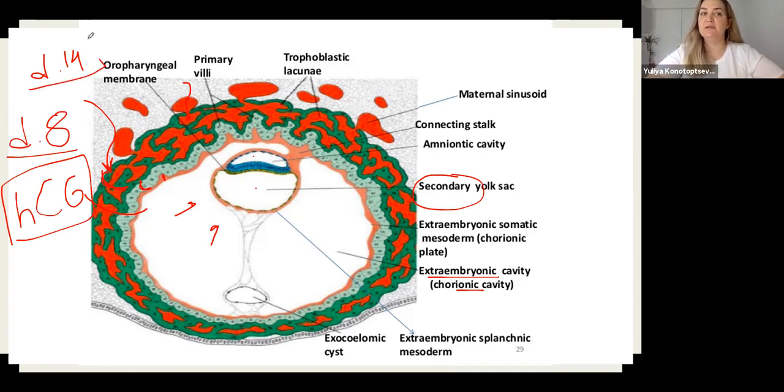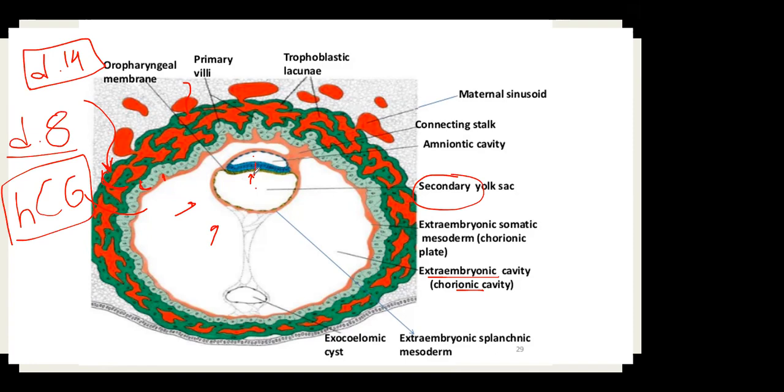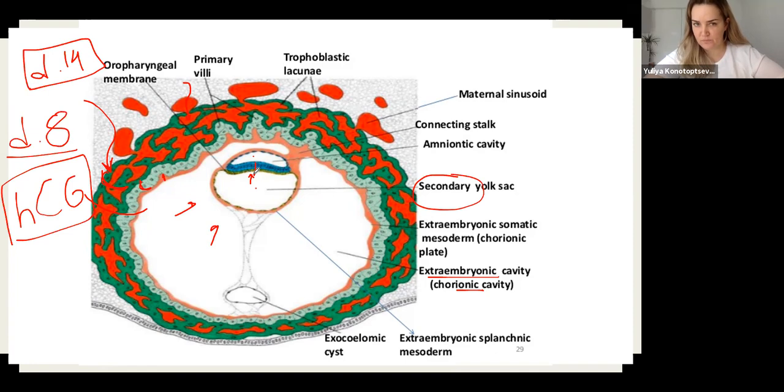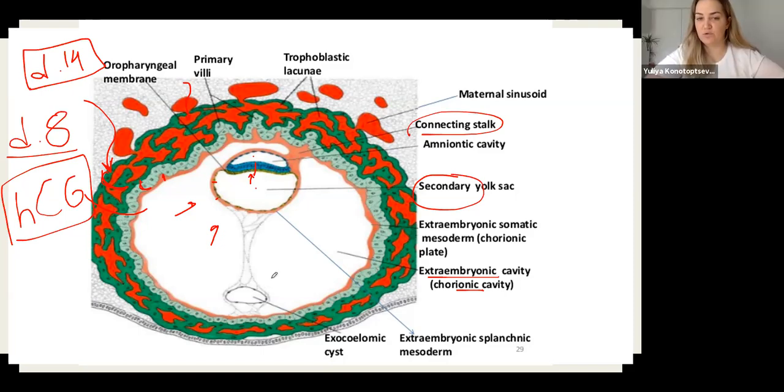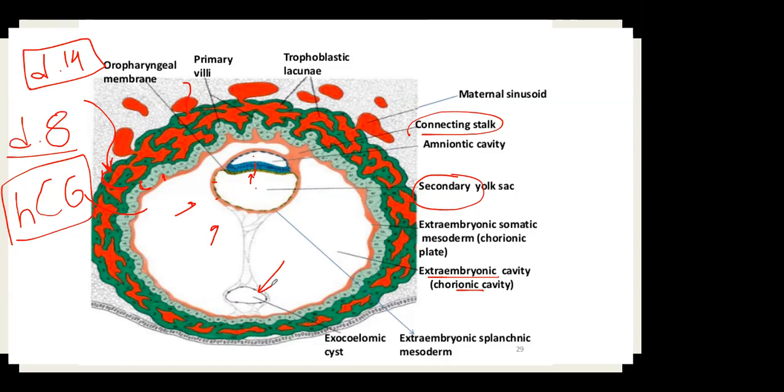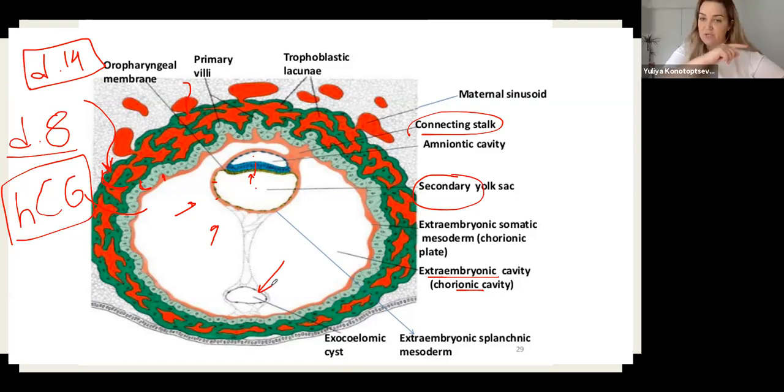This is day 14. Is it correct to say that hypoblast is only located on the bilaminar germ disc? No. Where else do we have the hypoblast? In the wall of the yolk sac. Very good. So within the wall of the yolk sac, we also have the cells of the hypoblast. What is the connecting stalk going to become? The future umbilical cord. Very good. What is the exocoelomic cyst? That was the remnant of the primitive yolk sac, right? So it's whatever little tiny part of it that sometimes is visible.